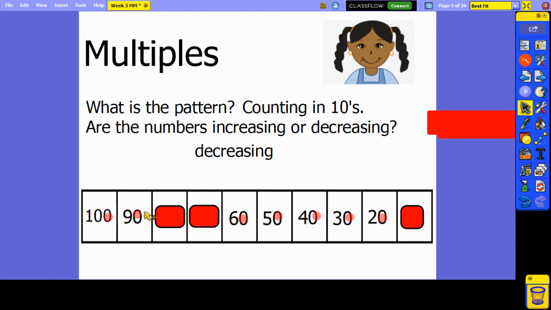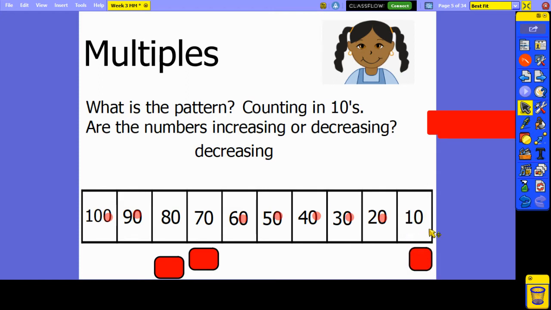Okay, let's have a look. Remember, they're probably multiples of 10, so all of your answers should end in a zero. I've got 100, 90, 80, 10 less than 80 is 70, 10 less than 70 is 60, 50, 40, 30, 20, 10. Our missing numbers were 80, 70 and 10.